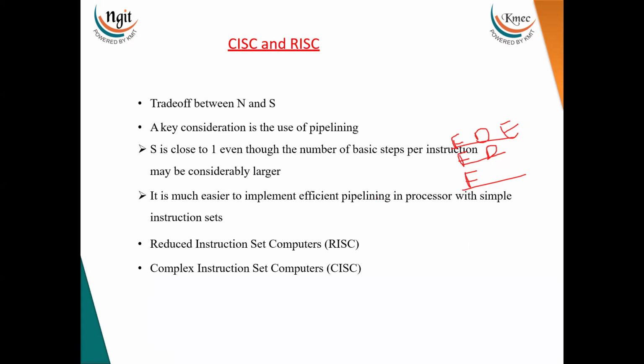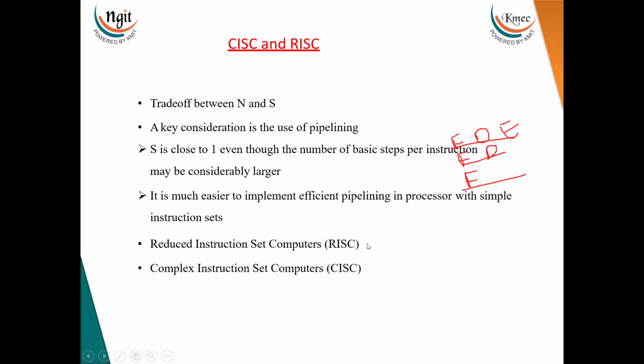So another method is RISC and CISC. Now here this is the instruction set. By choosing the proper instruction set, we can also reduce the N into S. So reduced instruction set computer, RISC, and complex instruction set computer, CISC. Reduced instruction set means what? Here we need a less number of instructions to write the program. But complex instruction set means what? We need more number of instructions to write the program.